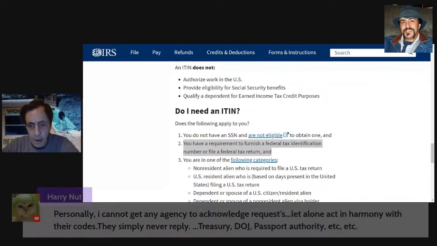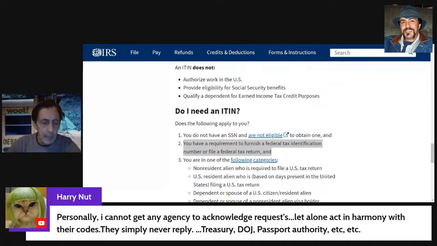Well, that's a great thing, Harry Nut. Personally, I cannot get any agency to acknowledge requests, let alone act in harmony with their codes. They simply never reply. Treasury, Department of Justice, Passport Authority, et cetera.